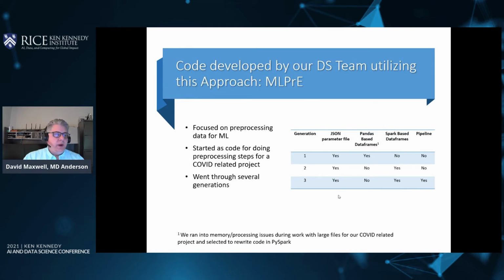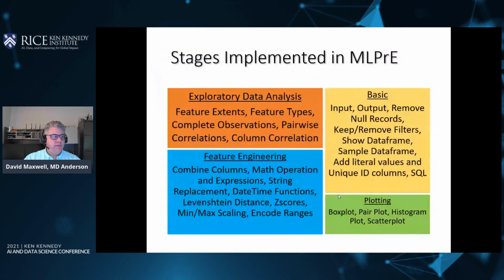The code developed by our data science team is called MLPrE. Initially, we started out using Pandas data frames, but ran into memory processing issues working with large files for this COVID-related project. So we decided to rewrite in Spark, and then ultimately ended up generalizing it and putting it into a pipeline. So this is the generation we're in right now.